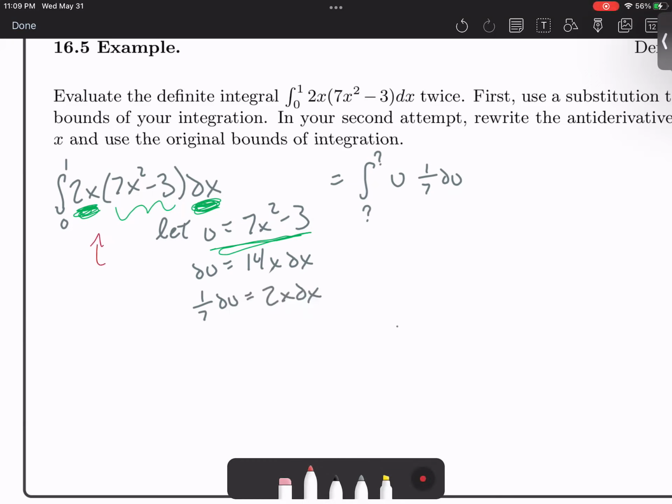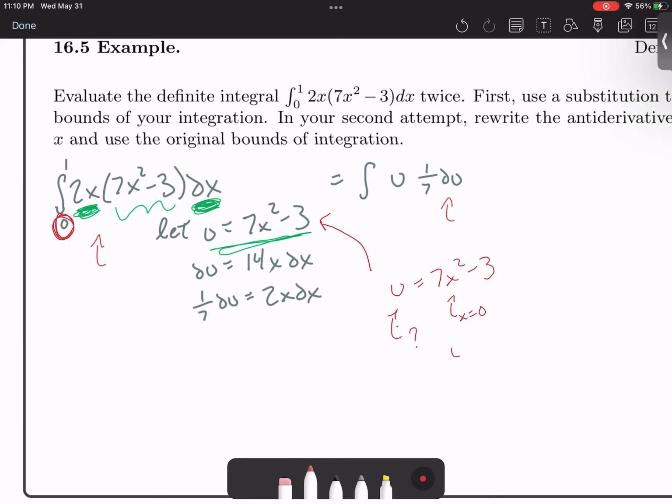So over here, this integral tells me that I want to find the area underneath that curve, that function, as x travels from 0 to 1. But what does that mean about u? So let's take that definition there. u is equal to 7x squared minus 3. And if x is starting at 0, what is that going to mean about u?